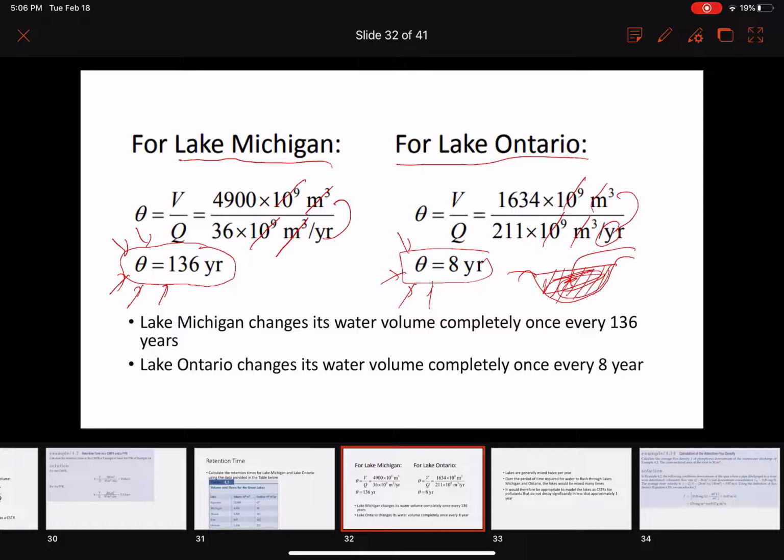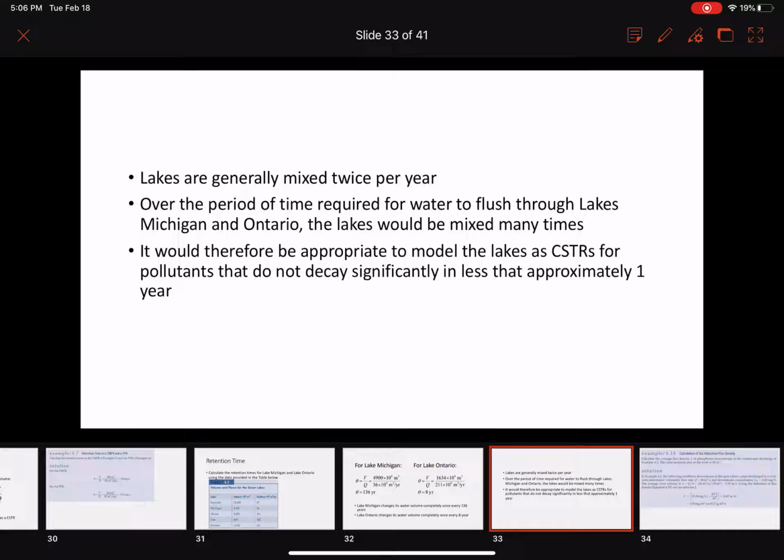Of course, lakes are generally mixed twice per year because of the winds, oxygen entering the lake, and the waves of the lakes. These waves will generally mix all the constituents of the water in the lakes. Okay, so we will go to the next slide.